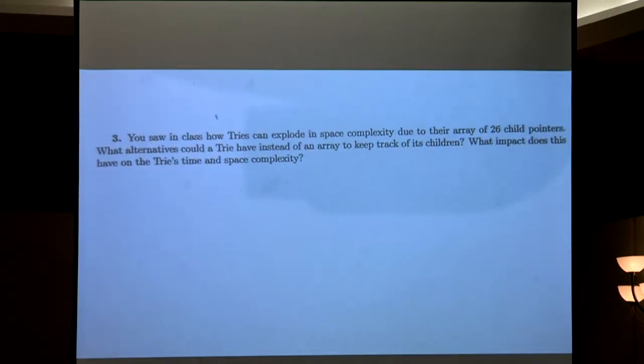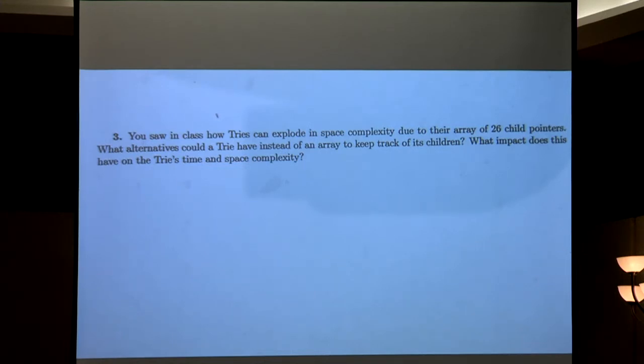All right. So you saw how tries can explode in space complexity because of their array of 26 child pointers. So instead of having an array of 26 child pointers, what could you have instead that maybe wouldn't make your try explode in space complexity? A linked list. This guy gets straight to the common answer immediately.